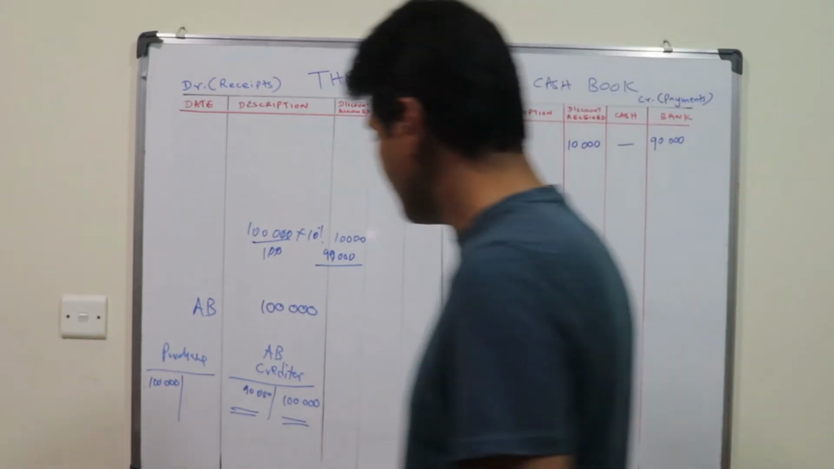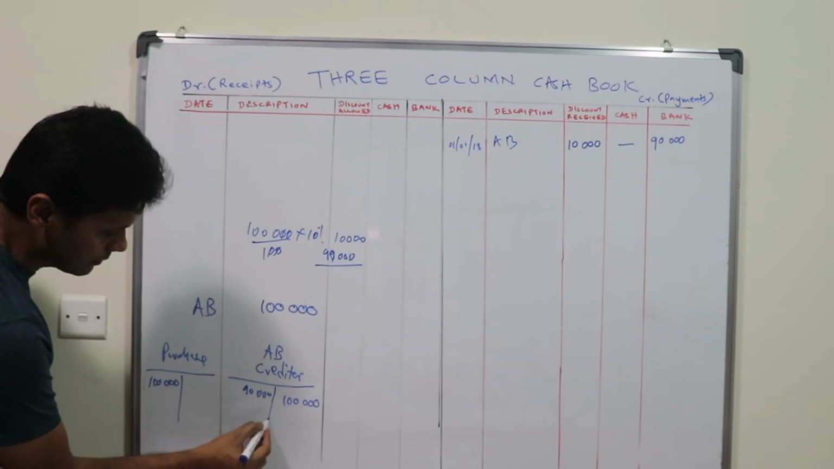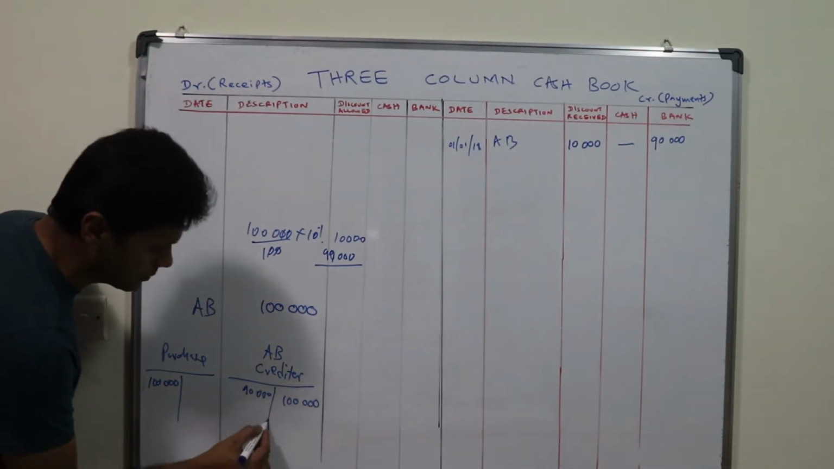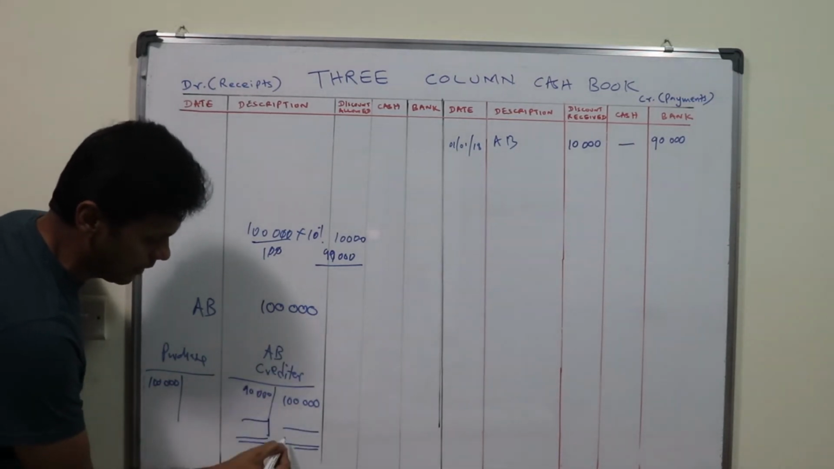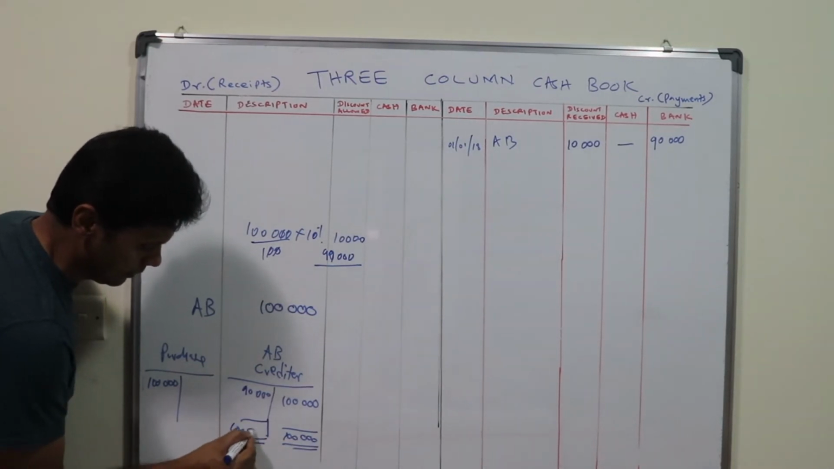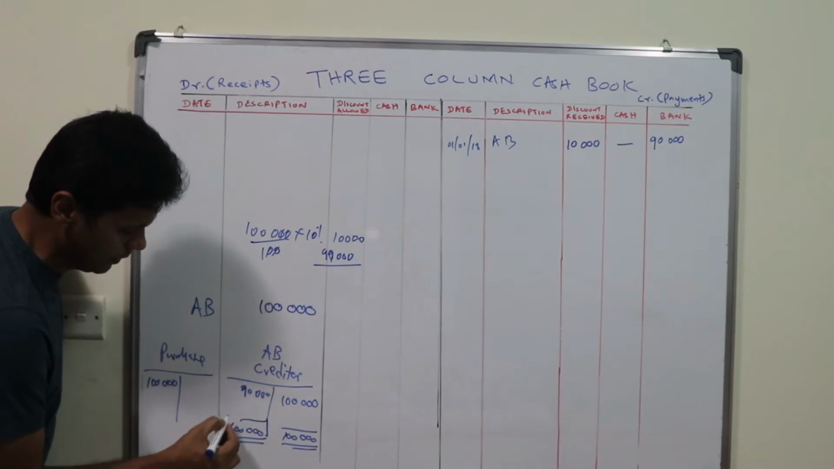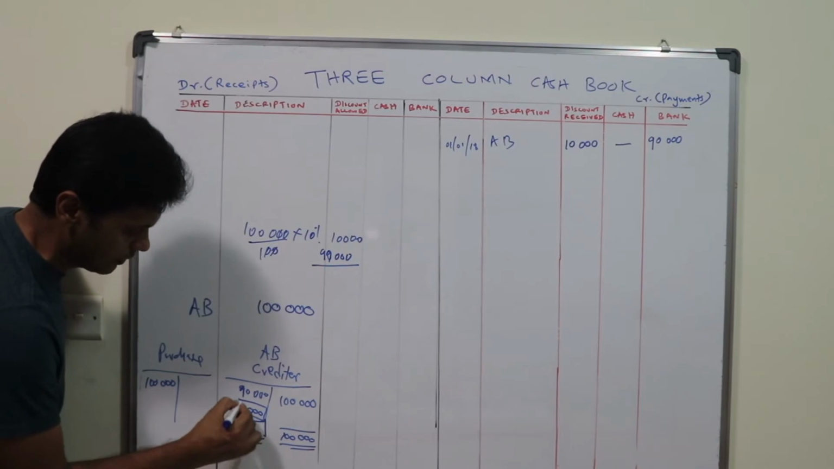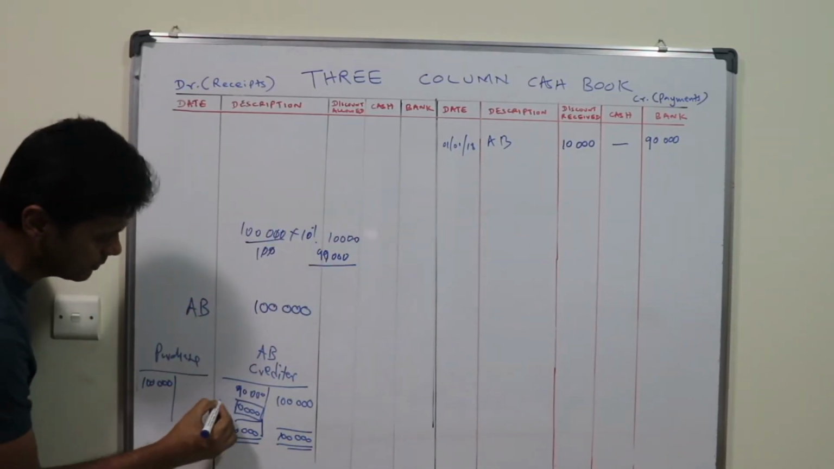Now when you balance this off, as we discussed under balancing off, how do you balance this account? Take the highest total on both sides, 100,000. We paid 90,000 here. What is the difference? 10,000. So this is the discount that we received.